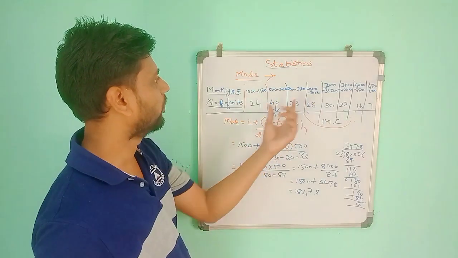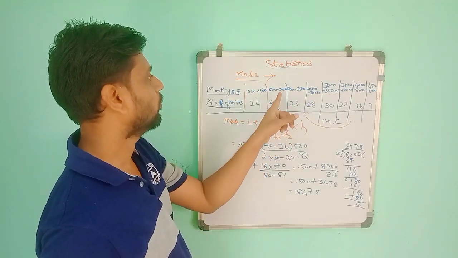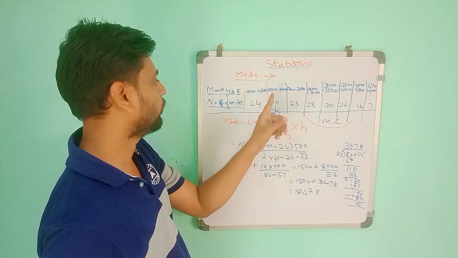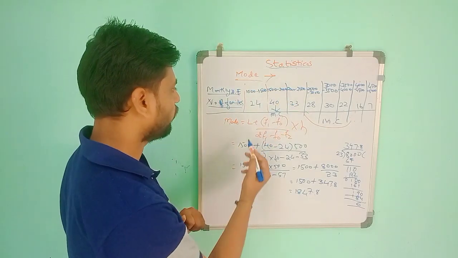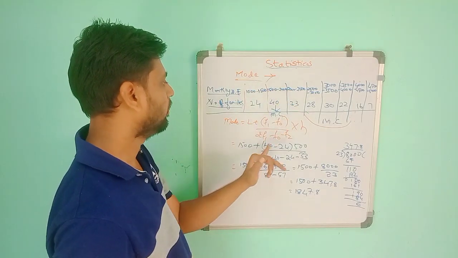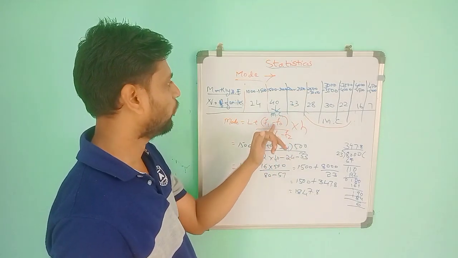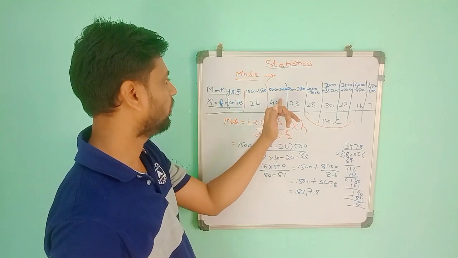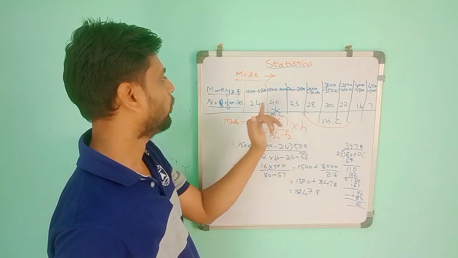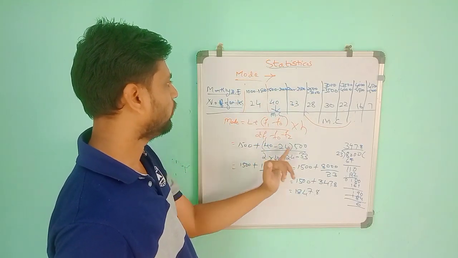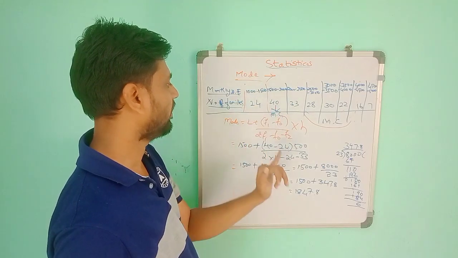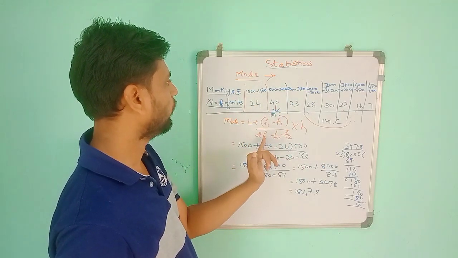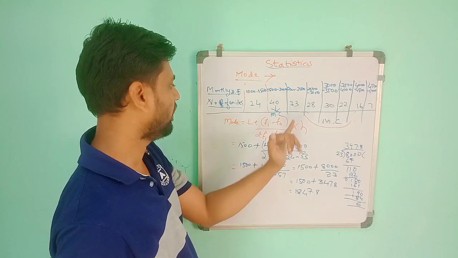First I took the maximum frequency, which is 40. The corresponding class interval is 1500 to 2000, but you have to take the lower limit, so 1500 we have taken. Then f1 minus f0. F1 is this one, the modal class, so 40. Then minus f0, the preceding, 24. Then into h, the interval, is 500. Then 2 into f1 minus f0 minus f2, 40 minus 24 minus 33.